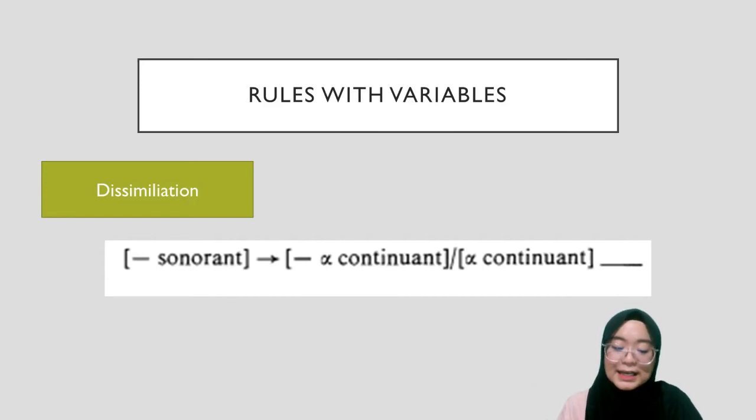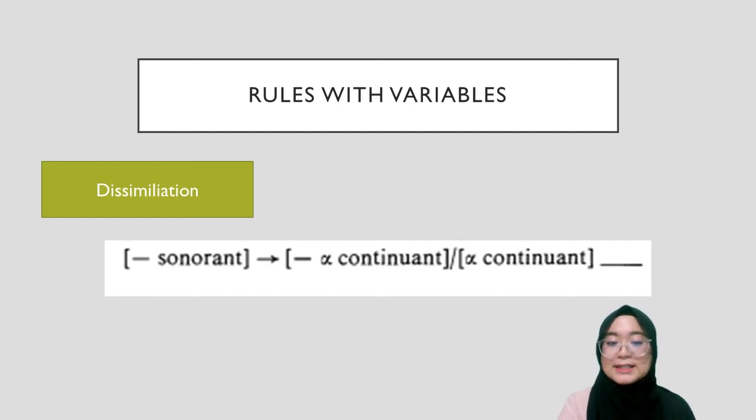Dissimilation is the process in which two segments become less similar to each other. It is considered a language which does not permit clusters of obstruents with the same manner of articulation, so that stop, stop, or fricative, fricative do not occur. You can see that in formal terms, minus alpha expresses the notation of opposite in value too.